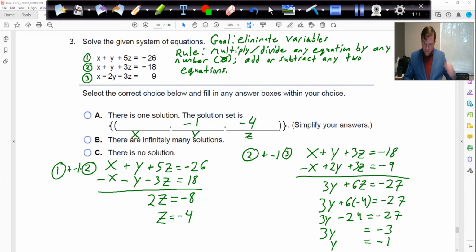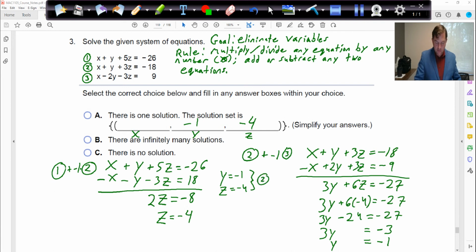And now we can plug these two letters into any of the original 3 equations. So we're going to look at them. Maybe number 2. Number 2 looks like it's pretty simple. It's just an x and a y plus a 3z. So it's maybe not as complicated. So we know y is negative 1. We know z is negative 4. And we're going to put those into equation 2.